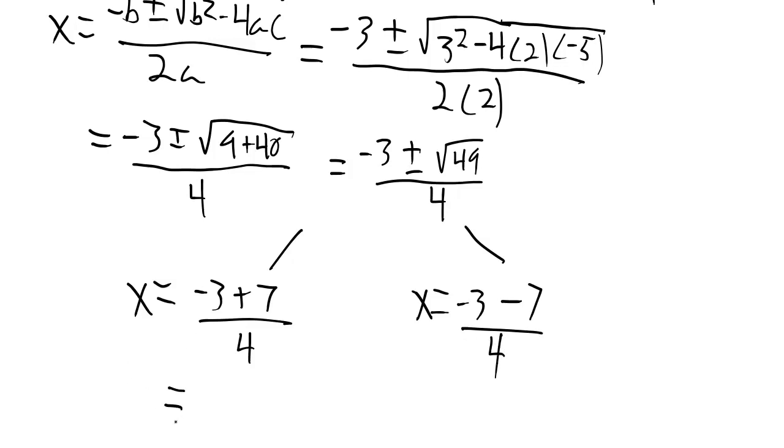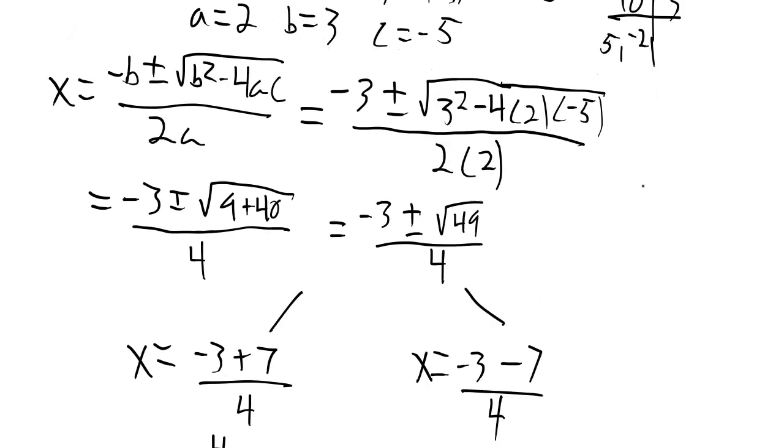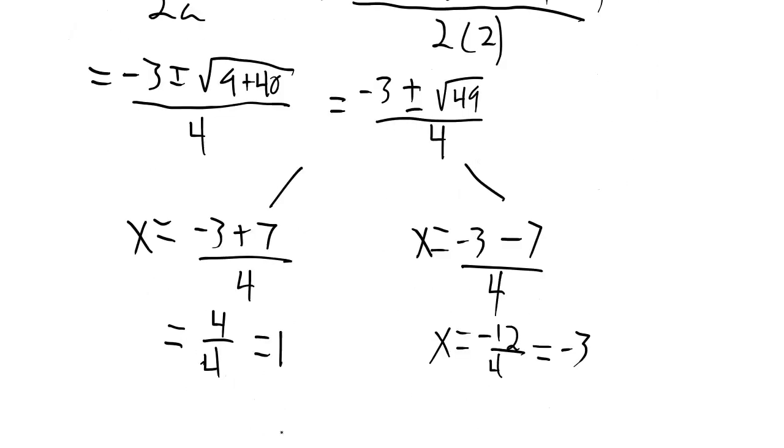This one comes out to be, if we go through this, 4 over 4. So that is equal to 1. And if we do it this way, we get that that's negative 12 over 4. So that's equal to negative 3. Now, if we were to use these two values and do the factoring the regular way, we would get these answers. So our answers are x is equal to 1 and x is equal to negative 3.